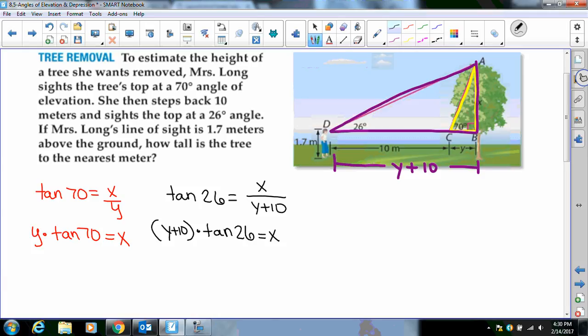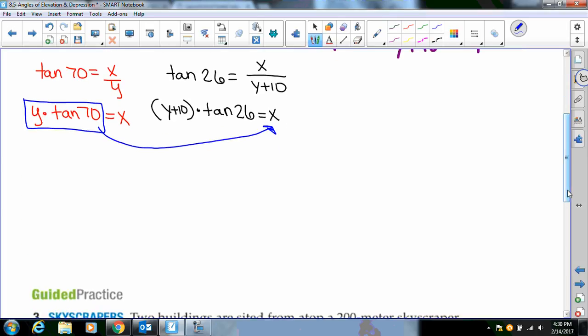Okay, so now I have 2 equations that are both equal to x, and so what I'm going to do is now I'm going to take this, because all of this is equal to x, and I'm going to plug it in to x in this equation here. Okay, so what I'm going to have is this y plus 10 times the tangent of 26 is equal to this y times the tangent of 70. And you need to remember that tangent 70 is a number, tangent 26 is a number.